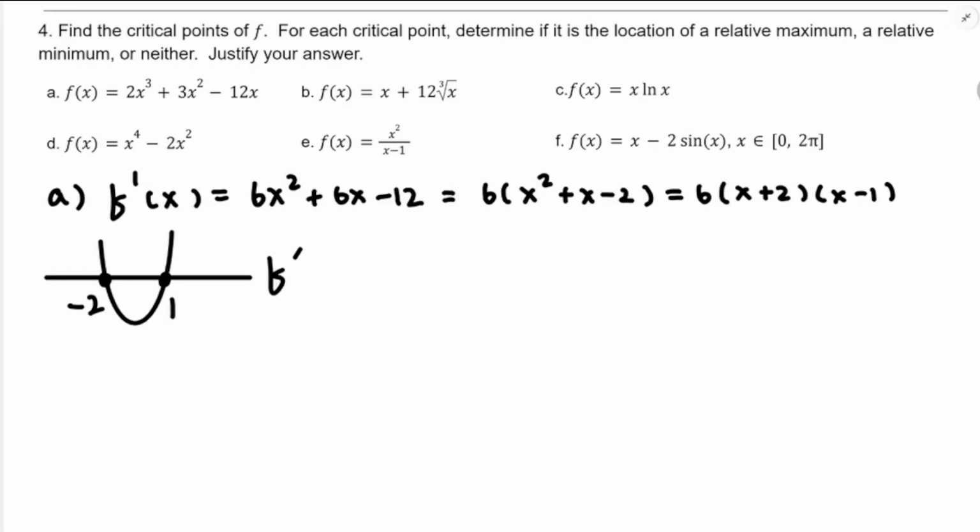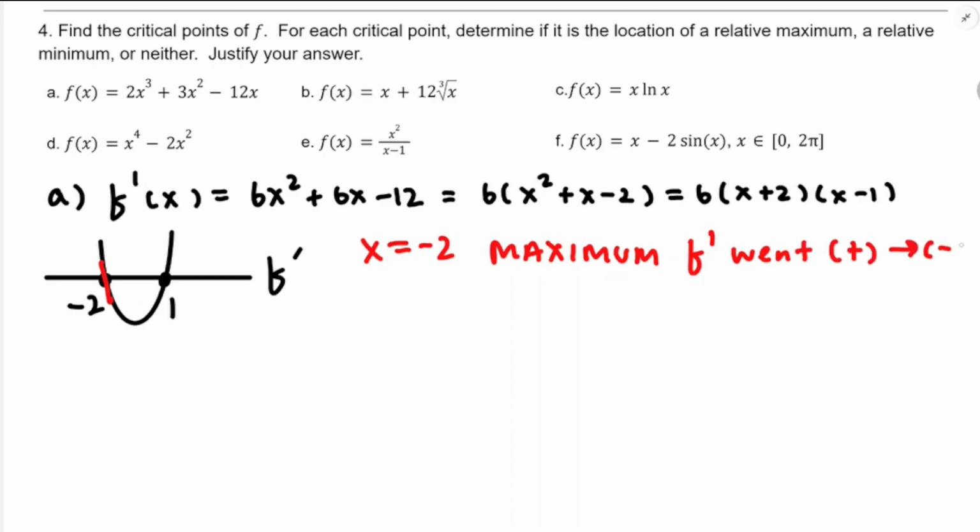And so if we're thinking about a maximum, that's where the derivative goes from positive to negative, and that's x equals negative 2. Then for a minimum, that would be when the derivative goes from negative to positive. That would be x equals positive 1.